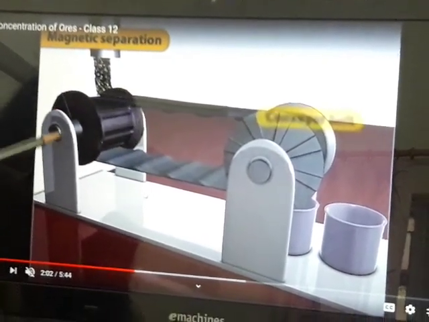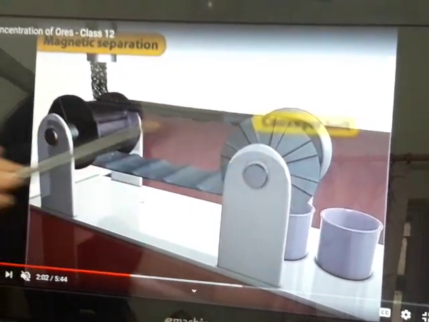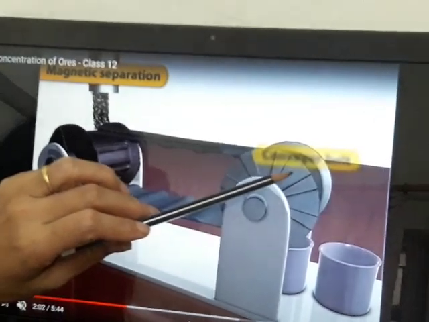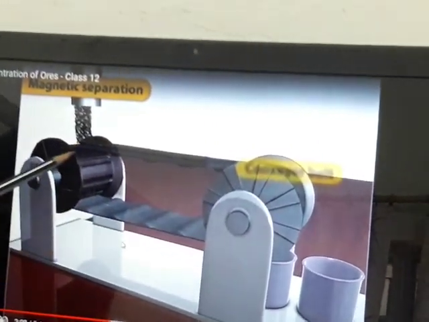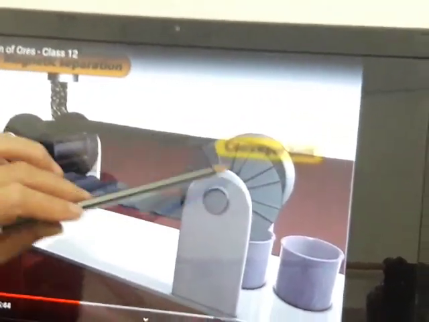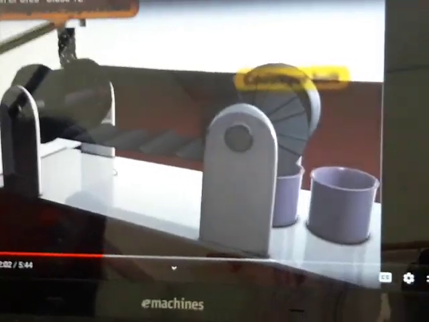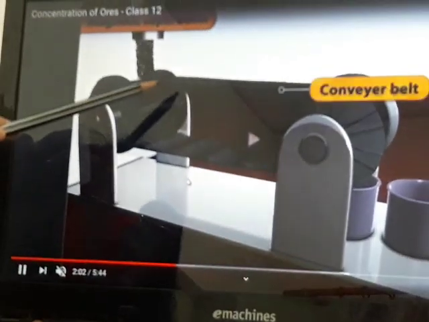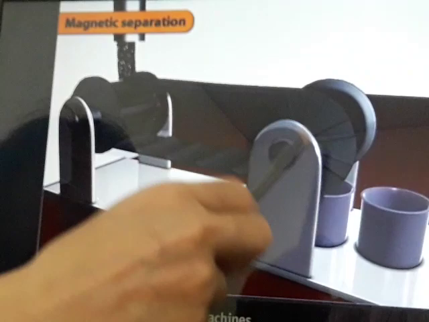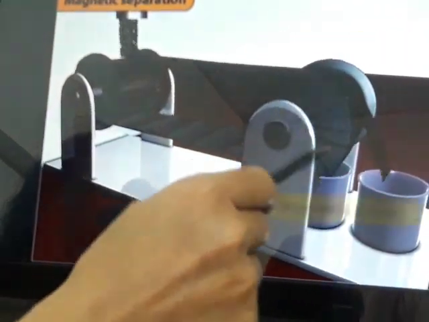Here we have two rollers, 1 and 2. One of these will be magnetic. See, this roller will be magnetic in nature, and this is an ordinary roller, and it has a leather belt over it which will keep running on these two rollers. The powdered ore will be put over here on this leather belt, and the two wheels will rotate. See, these two rollers are rotating.